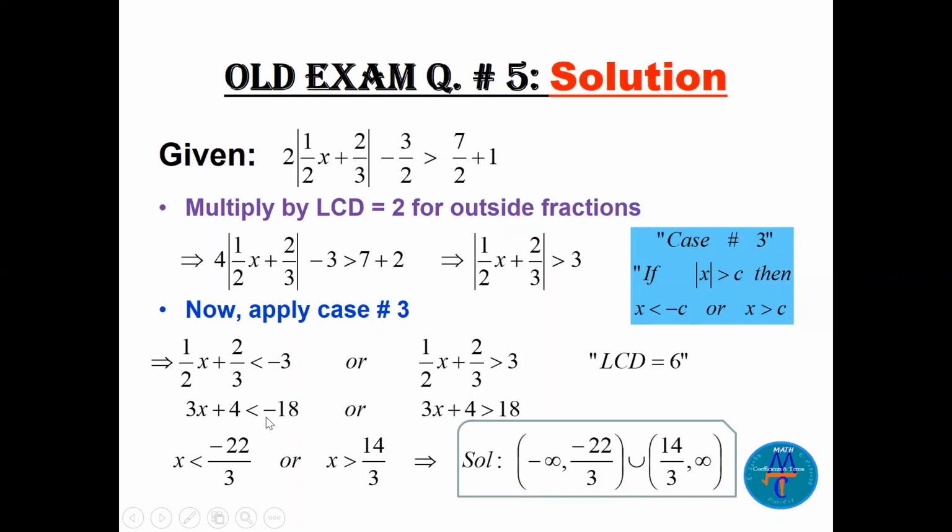So now the LCD is 6 in each of these inequalities. So you get x, this one, take it on the other side, less than minus 22 over 3. You have to go slowly in the numbers because these are easy numbers. I will not read it. I give you the idea, and x greater than 14 over 3. So remember, this is from minus infinity to minus 22 over 3, union this one to infinity. That's the solution.